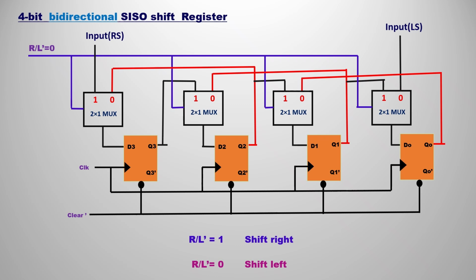In the same manner, if you pass the enable line, that is R/L, as 0, we are going to perform the shift left. You can also observe we have another input, the input LS, which you are going to pass to the last multiplexer, that is D0. You are going to start at the right and move towards the left, that is shift left.